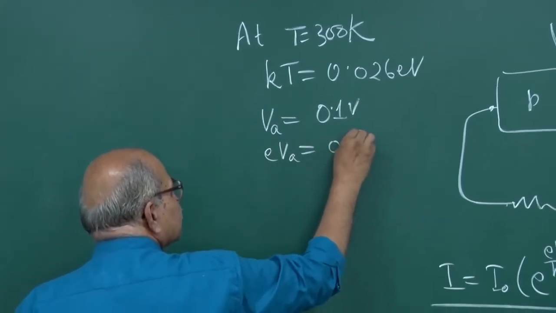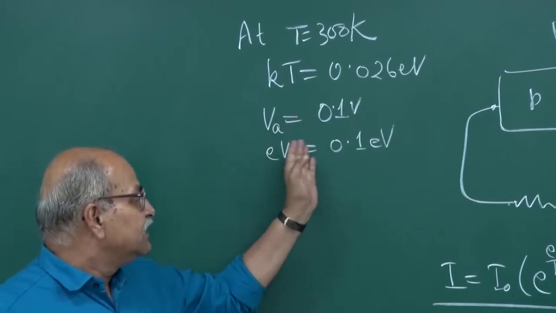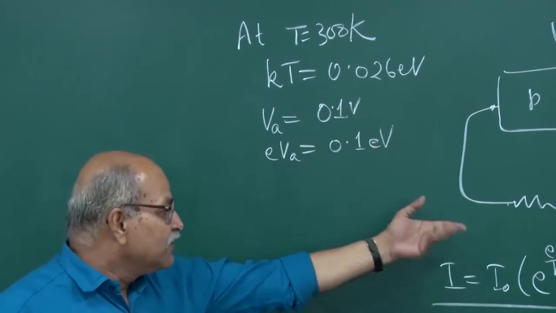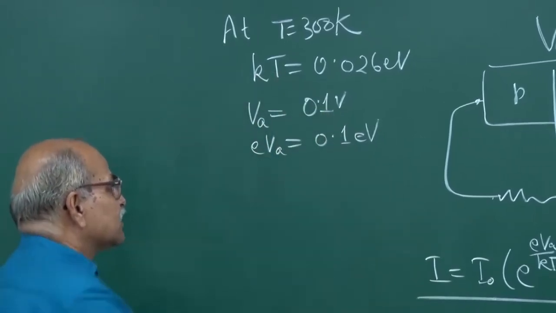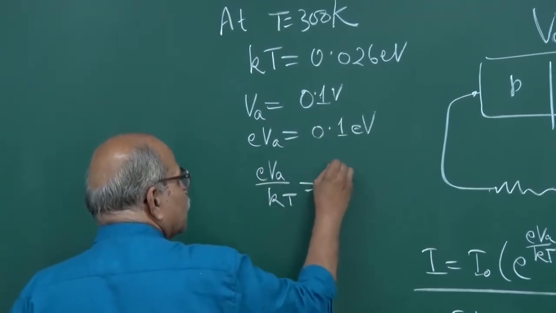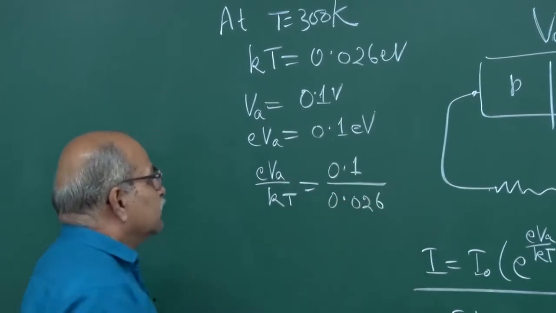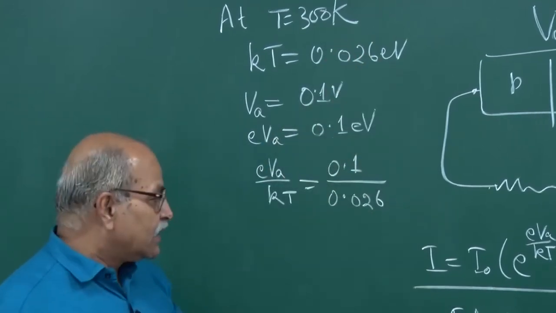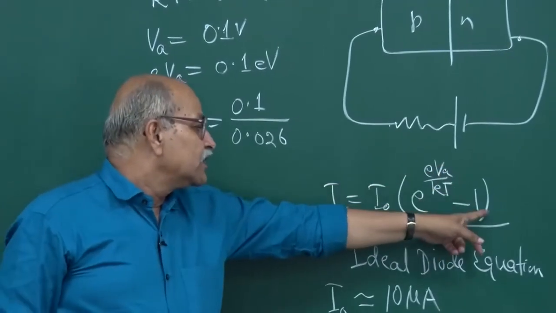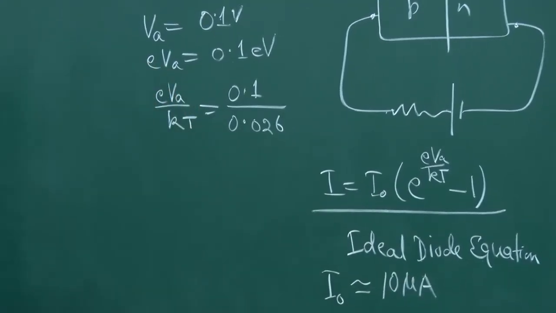And if you apply say Va equal to 0.1 volt, that means e times Va will be 0.1 eV. So similarly, for different applied volts, you will have eV, same number, but volts will become electron volts. And eV by kT, for example, in this case will be just 0.1 divided by 0.026, and the eV cancels out. So one can evaluate this number once the applied voltage is chosen, and then you can calculate this whole thing taking I naught say 10 microampere or so. And I have some data for you.